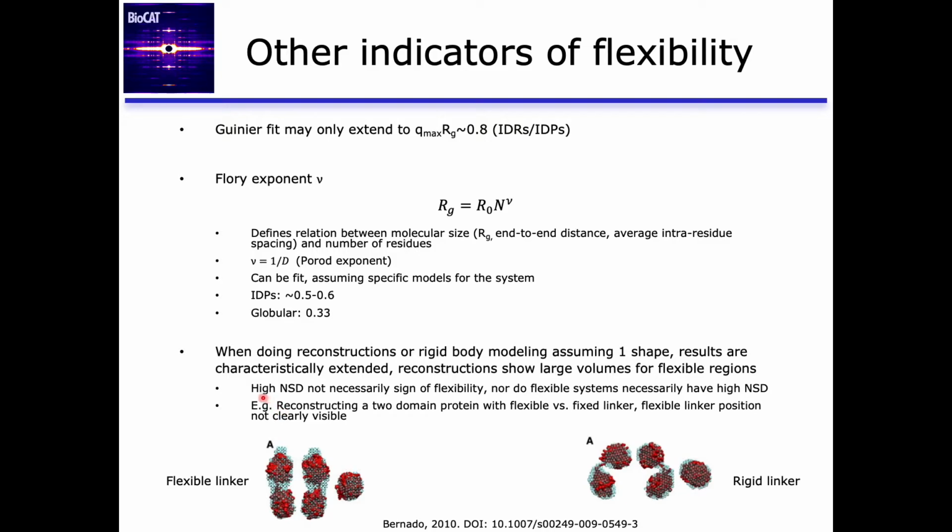I do want to point out that a high normalized spatial discrepancy in a reconstruction is not necessarily a sign of flexibility, nor do flexible systems necessarily have high NSDs, and this paper here goes into some of the details nicely, so you can check that out for more information.